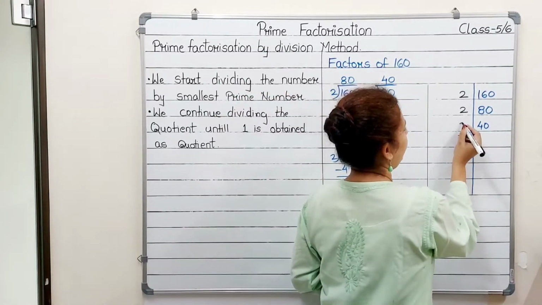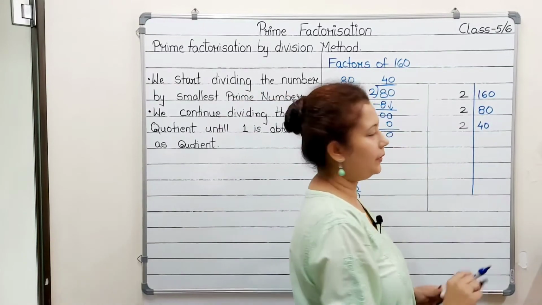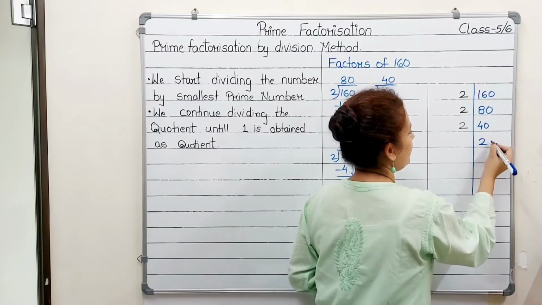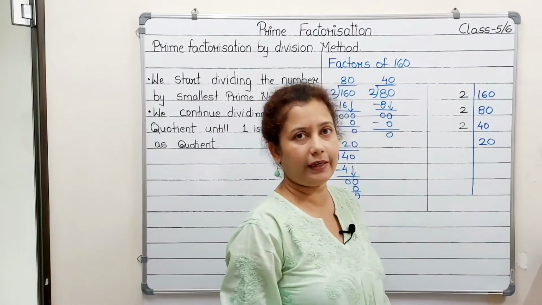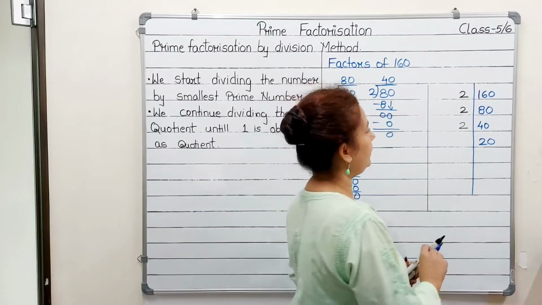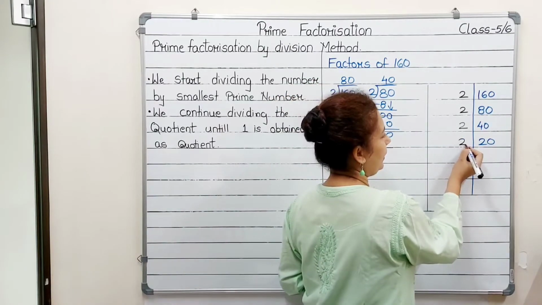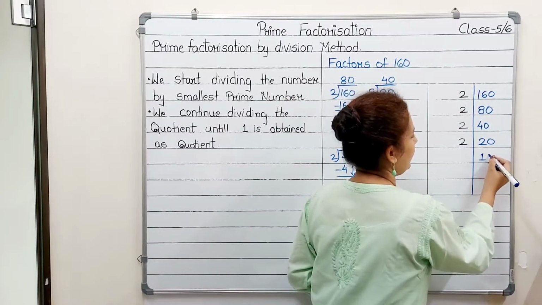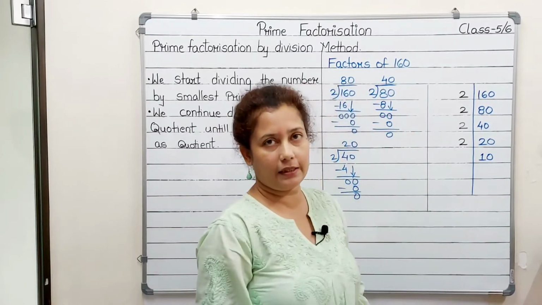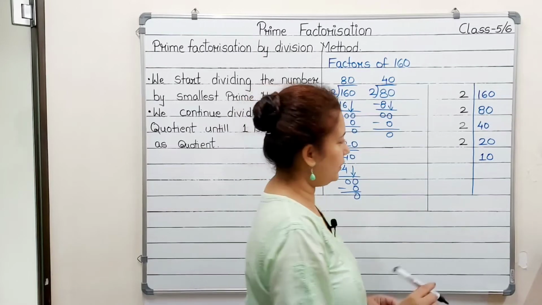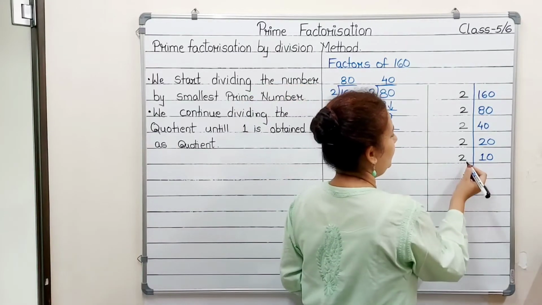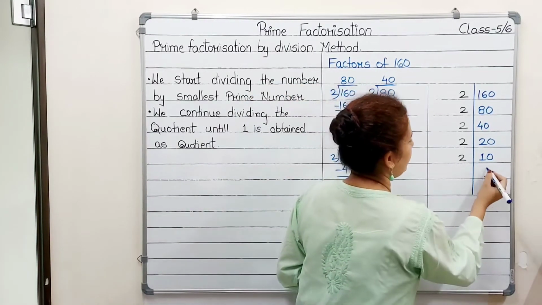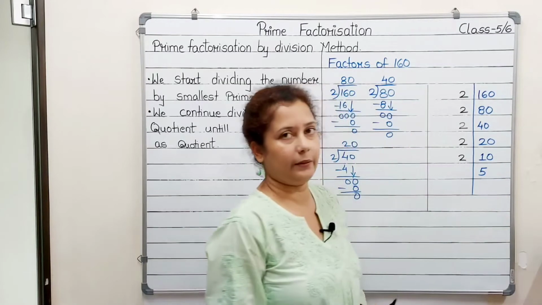So here 40 divided by 2 is 20. So we will write 2 and here the answer we got is 20. So further I am not dividing it by that method. Directly we can divide 20 by 2 and after dividing we will get the answer over here as 10 because 2 into 10 is 20. Again 10 is divisible by 2. So 2 into 5 is 10.